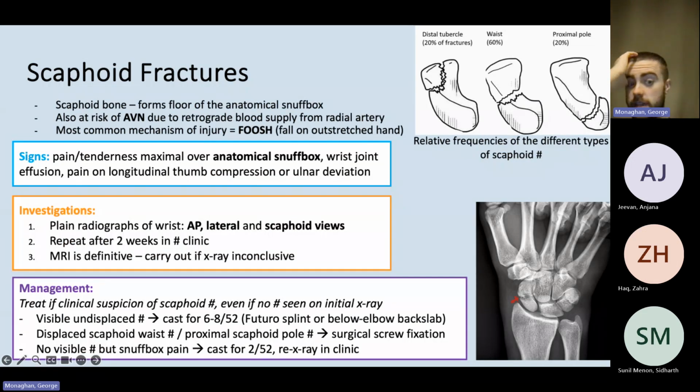A displaced scaphoid waist fracture or proximal pole fracture: it's displaced, so we want to go in there and do a surgical screw fixation. And then if it's not fractured, but there's snuff box pain, you want 2 weeks of a cast.